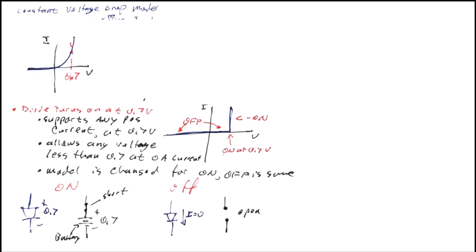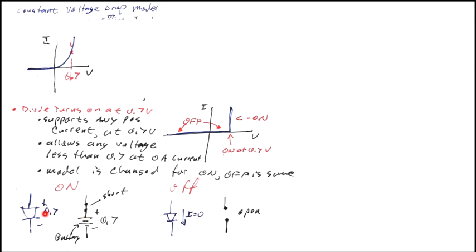Another model is the constant voltage drop model. That's where we just say that the diode turns on at, say, 0.7 volts. For any voltage less than 0.7, instead of having this curvy thing, we say it's at zero current. And for any positive voltage, we just say it's a short at 0.7 volts. So it looks like this, but a short at 0.7 volts means it's not really a short, it's more like a battery.